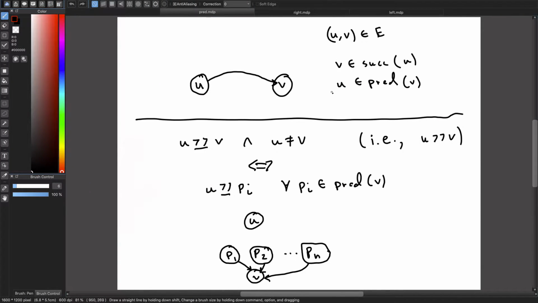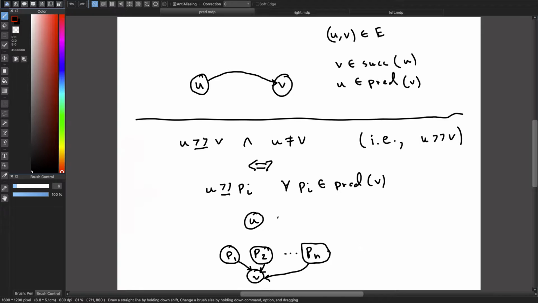So first, terminology. If we have a branch from U to V, then V belongs to the set of successors of U, and U belongs to the set of predecessors of V. So succ and pred, they are if there is a direct edge, not a path. Okay, so this is what we want to show, and that's equivalent to U strictly dominating V, and then what I said on the previous slide.